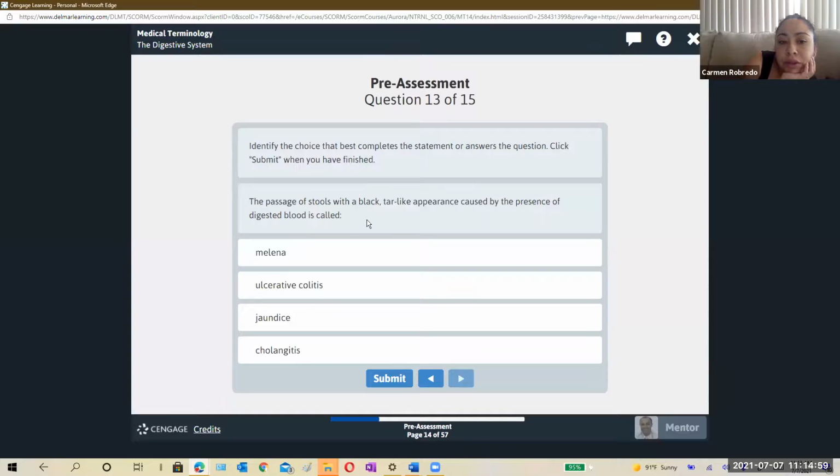All right, the passage of stools with the black tar-like appearance caused by the presence of digested blood is called melena, ulcerative colitis, or cholangitis. And we just went over that. Melena.